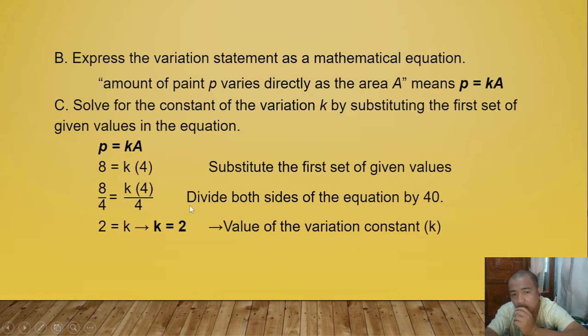Or simply, when we are dealing with the constant of variation, when we have this equation P equals KA, we just divide P by A. What is P? 8. What is A? 4. 8 divided by 4, 2. So the constant of variation is 2.